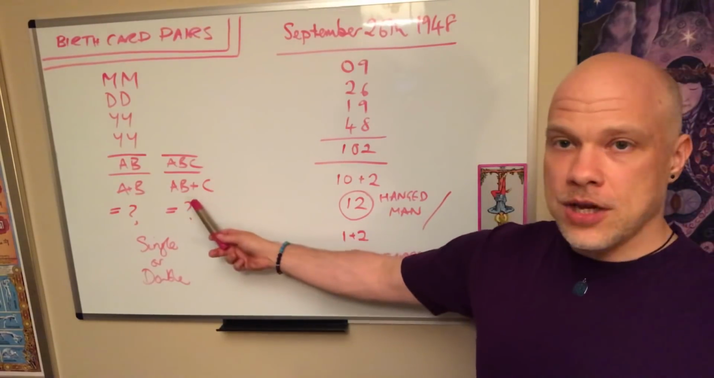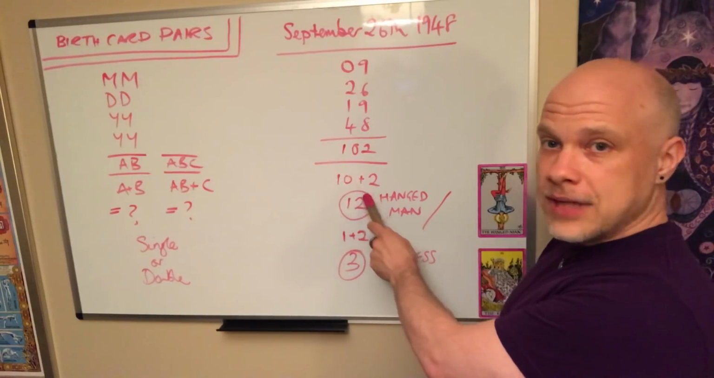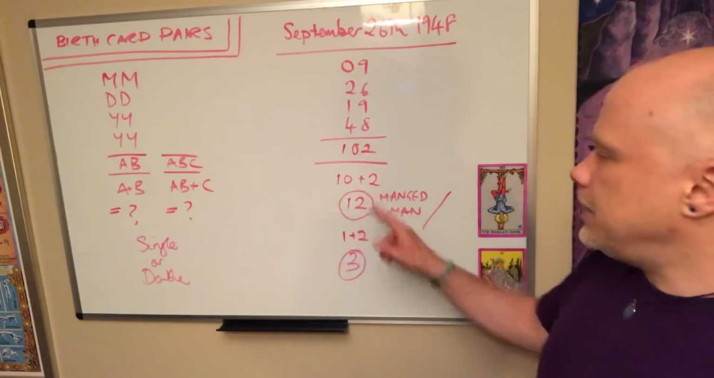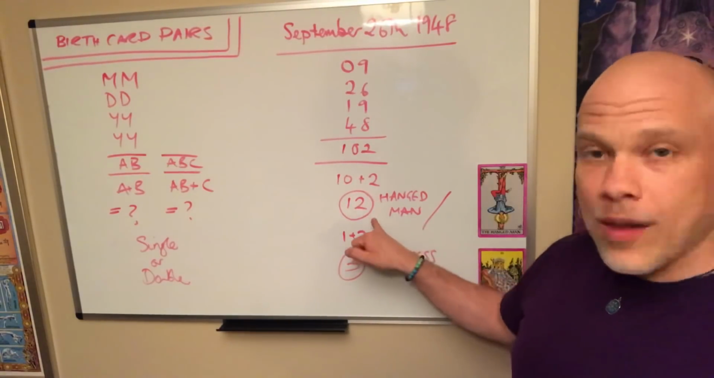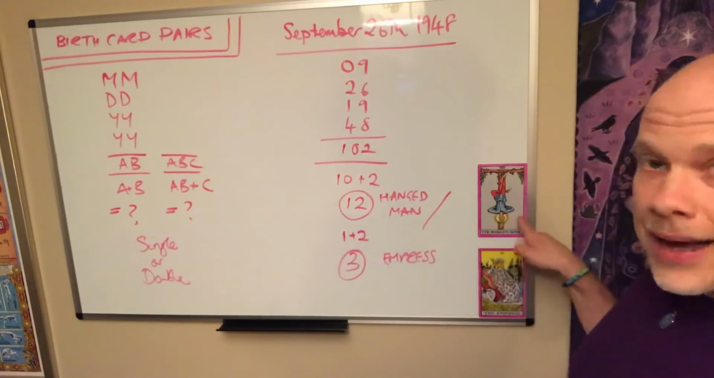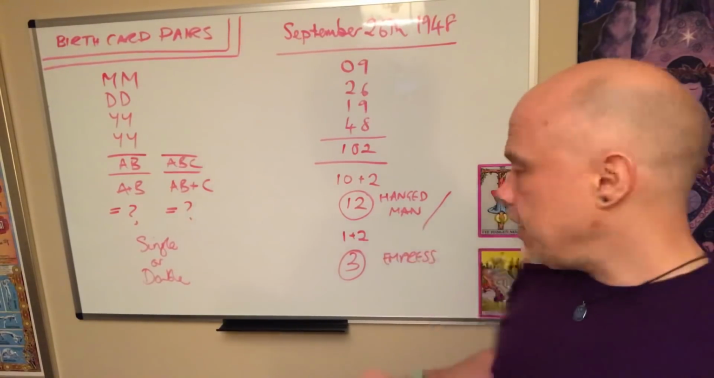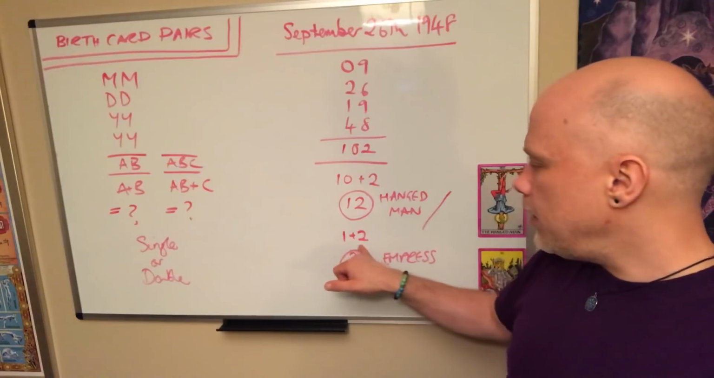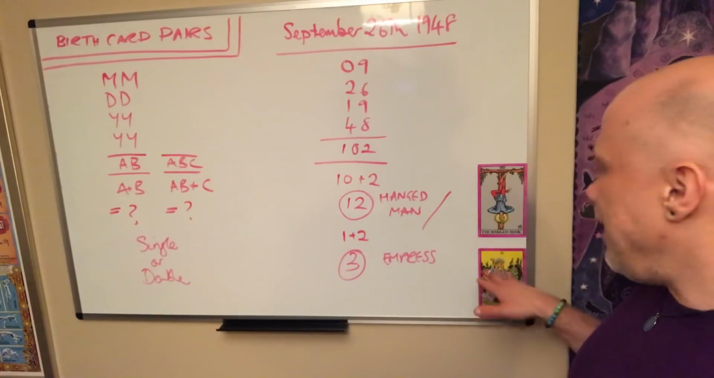That's a 3-digit number. So we treat the first 2 digits as a single number and then the second digit as a single number, and we add them together. 10 plus 2 is 12. So now we have number 12 in the major arcana, the Hanged Man. But 12 is a double digit, so we add, using Pythagorean reduction, 1 plus 2, and we get number 3, the Empress.